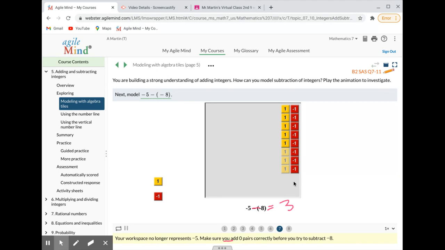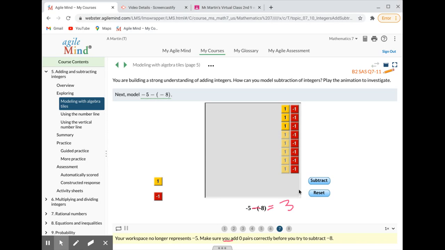So let's see what I got. We got 1, 2, 3, 4, 5, 6, 7, 8. And if I remove these, though, I can't. If I remove these, I would still have +5, wouldn't I? Would that work? No. Wait, what? So that wouldn't work. So what would I need to do?